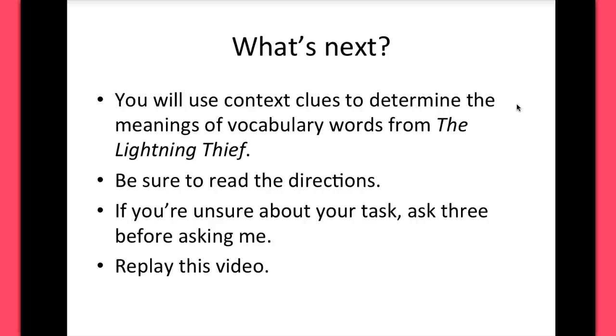And then, not only that, tell me what type of context clues does Rick Riordan use in his book? Is he using a definition? Is he using synonym, antonym? Or is it something you're just going to have to infer? Be sure to read the directions. If you get confused with this assignment, ask 3 other people before you come and ask me. Or alternatively, you can replay this video.